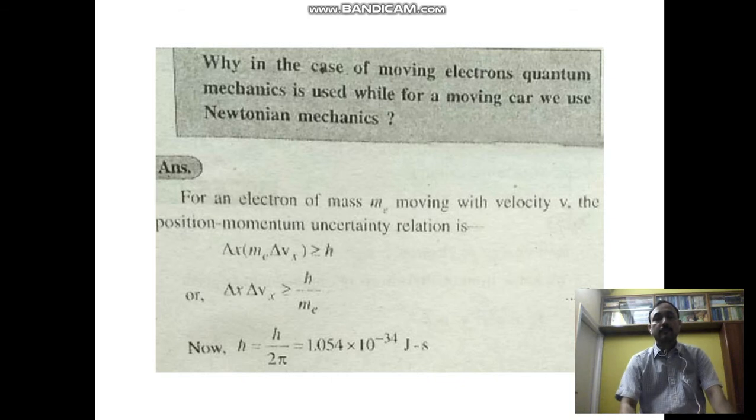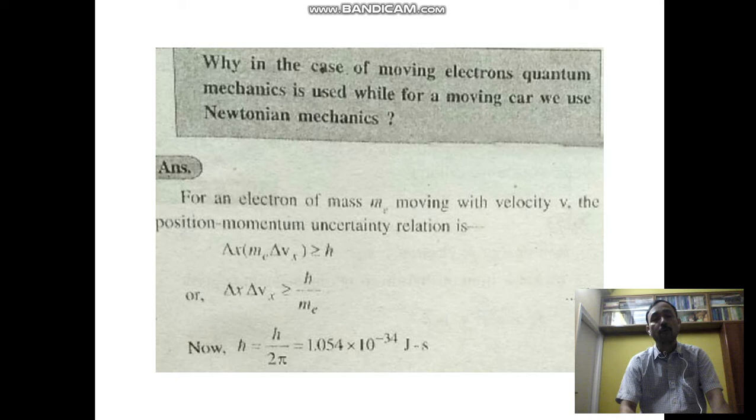Now let us consider a few problems. The first problem is: why in the case of moving electrons is quantum mechanics used, but for a moving car we use Newtonian mechanics.